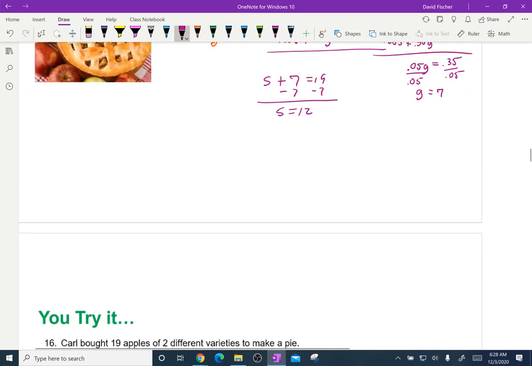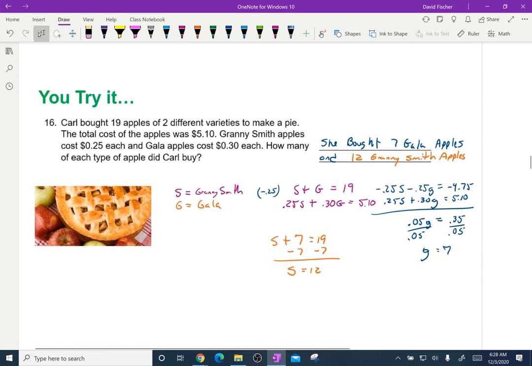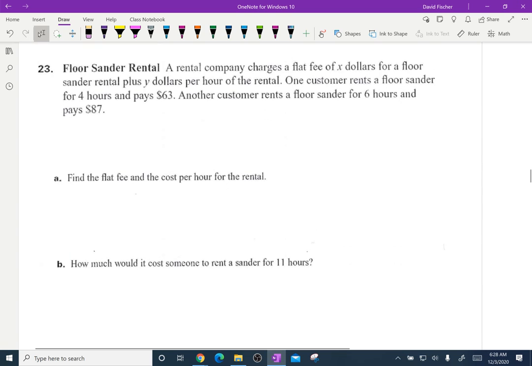Okay. All right. I think I had that answer on here. Yep. Same thing. Now, this problem was on your practice sheet yesterday. I said at the end of the video yesterday, at least write the two equations. And so I'm hoping that you came up with two equations. They charge a flat fee of X dollars for a floor sander plus Y dollars per hour for the rental. One customer rents the floor sander for 4 hours and pays $63. Another customer rents it for 6 hours and pays $87. So they charge one flat fee, and I don't know how much that is, so I'm going to put X.